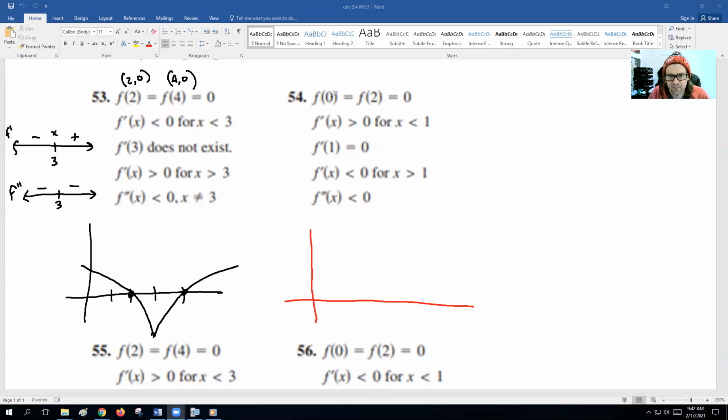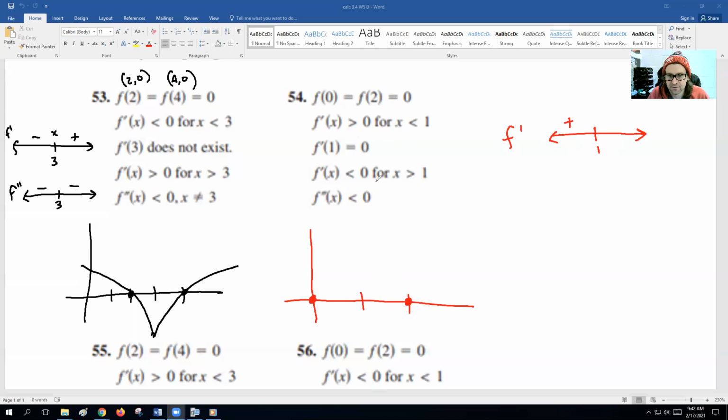All right, we got an x-intercept at 0, 0, and another one at 2. It says first derivative, I'm going to make a line here, that f prime of x is greater than 0 for any x less than 1. So, okay, we got 1 on here, and it's going up, positive, greater than 0 is positive. It equals 0, so that would be a min or a max.